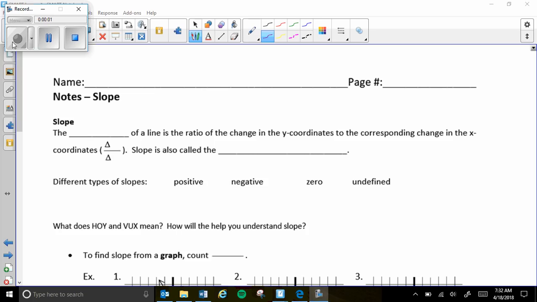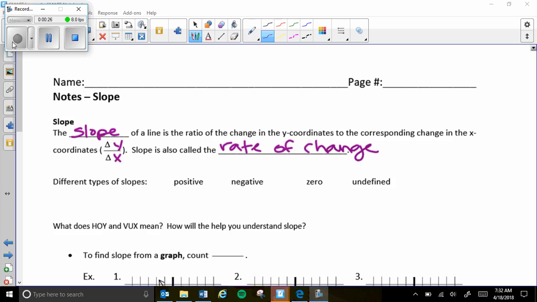Topic in Unit 4 is slope. The slope of a line is the ratio of the change in y-coordinates to the corresponding change in x-coordinates. And so the way to write that is this triangle, which means change in, it's called delta, change in y over change in x. Slope is also called the rate of change.